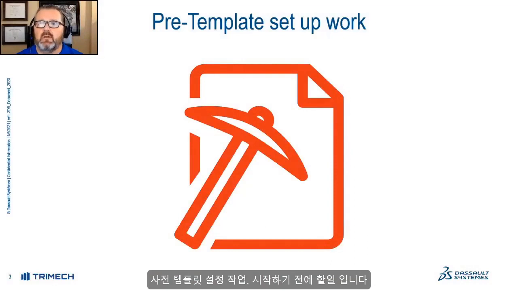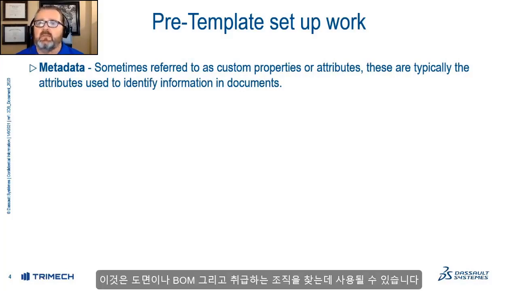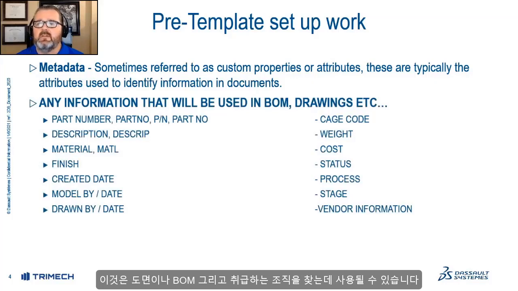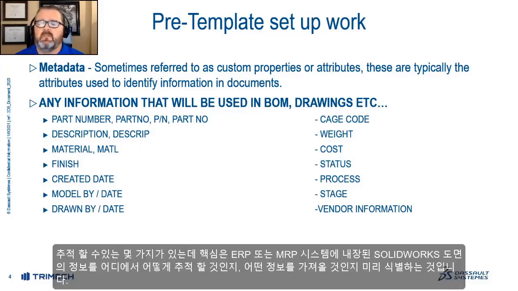Pre-template setup work. What to do before you get started. Metadata, sometimes referred to as the custom properties or attributes, is what you need to track in your documents, the important and critical information. This can be items that you're going to use on your drawings or your bill of materials and tracking throughout your organization. Part number, description, material, finish, created date, modeled by, drawn by, cage code, weight. There's several of these you can track.